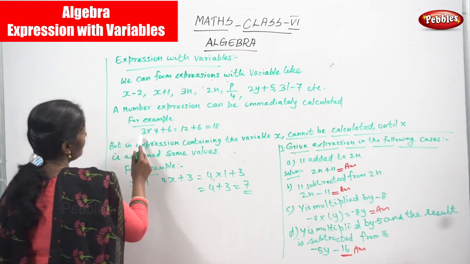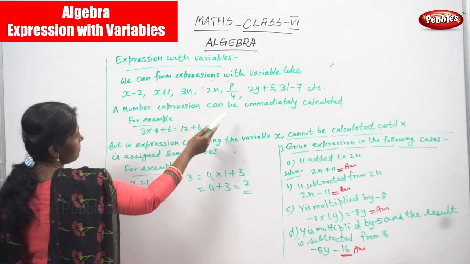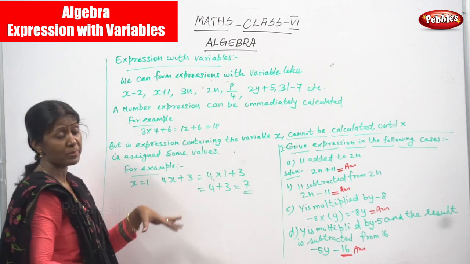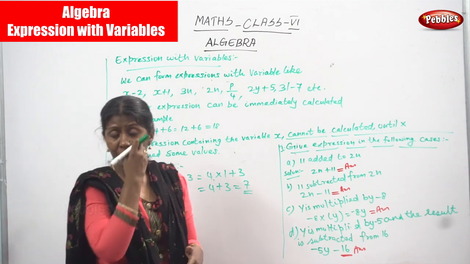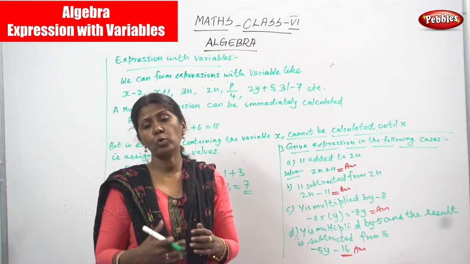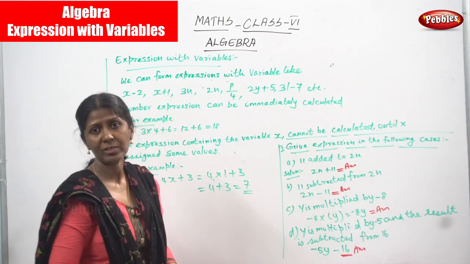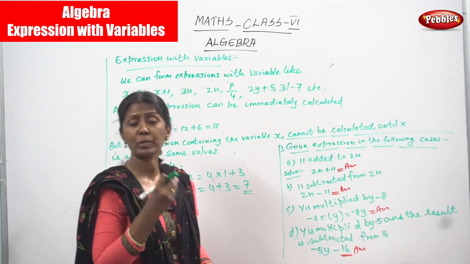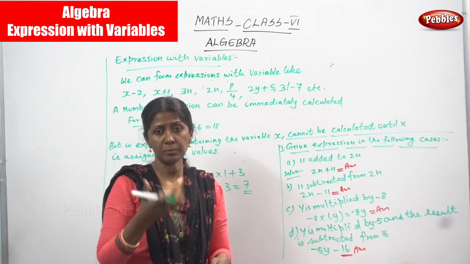And for example, before that we are going to see that a number expression can be immediately calculated. Only with a number expression can we calculate it easily. But if we go for the variables, the letters, variable expressions are a little difficult, because we have to substitute the value of the variable, and only then can you calculate the problems.